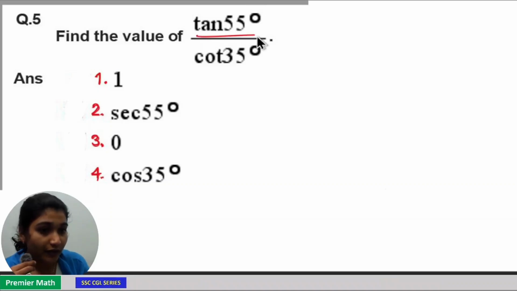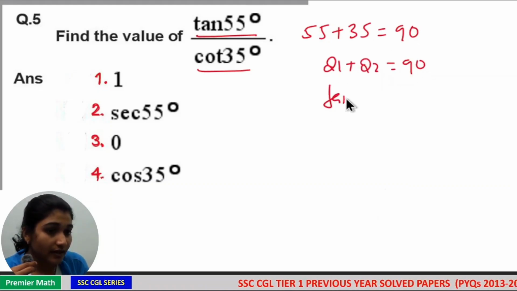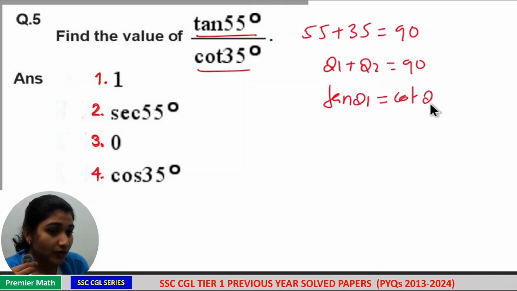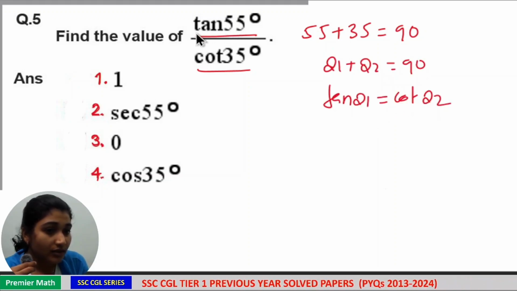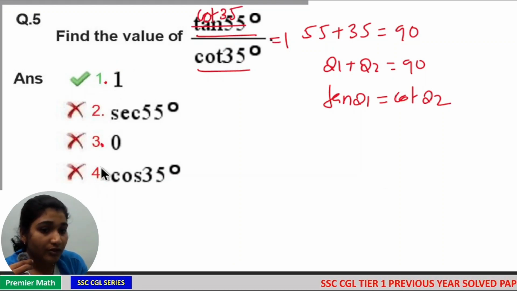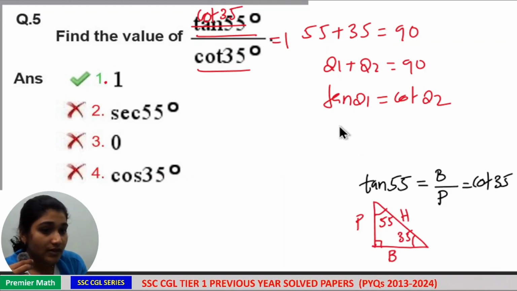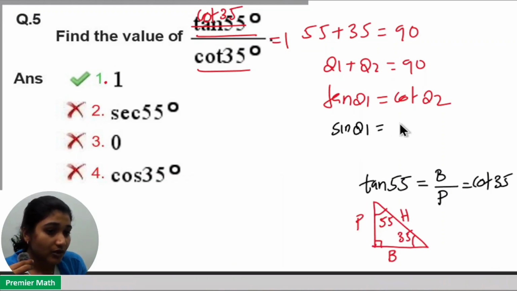Find the value of tan 55 by cot 35. Here 55 plus 35 is equal to 90 degree. When theta 1 plus theta 2 is 90 degree, I can write tan theta 1 as cot theta 2. So here tan theta 1 means tan 55, which is equal to cot 35. So cot 35 by cot 35 is 1. Option 1 is your answer. If you want proper explanation, just look at this. Also, sin theta 1 should be cos theta 2 when theta 1 plus theta 2 is 90.